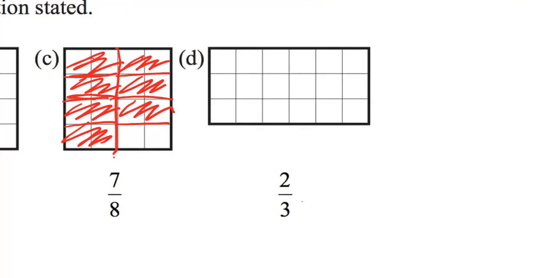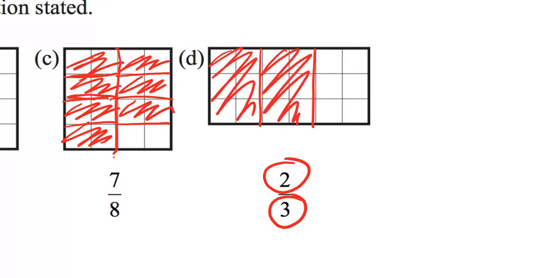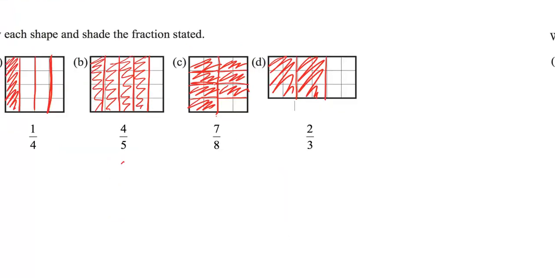So we need to split it into 3 pieces because we want to think about thirds. So there we go. We've split it into 3 equal pieces, and we are looking to shade in 2 out of those 3 pieces. So there we are. We can see there 2/3 of that shape being shaded.